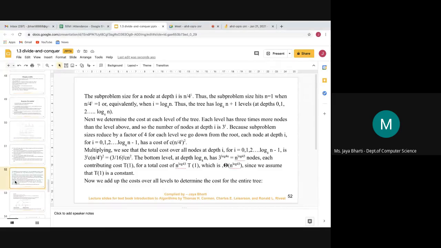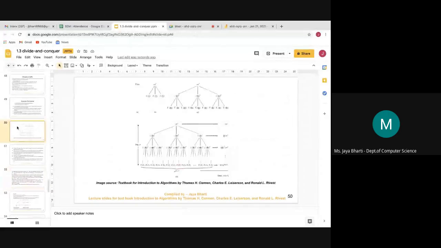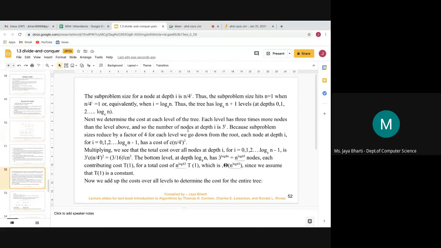So whenever your level is log base 4 of n, you are going to get the problem of size 1. Thus the tree has log n plus 1 levels, because we start with depth 0. So this is depth 0, 1, 2, 3. In total we have log n plus 1 levels. Next we determine the cost of each level of the tree.